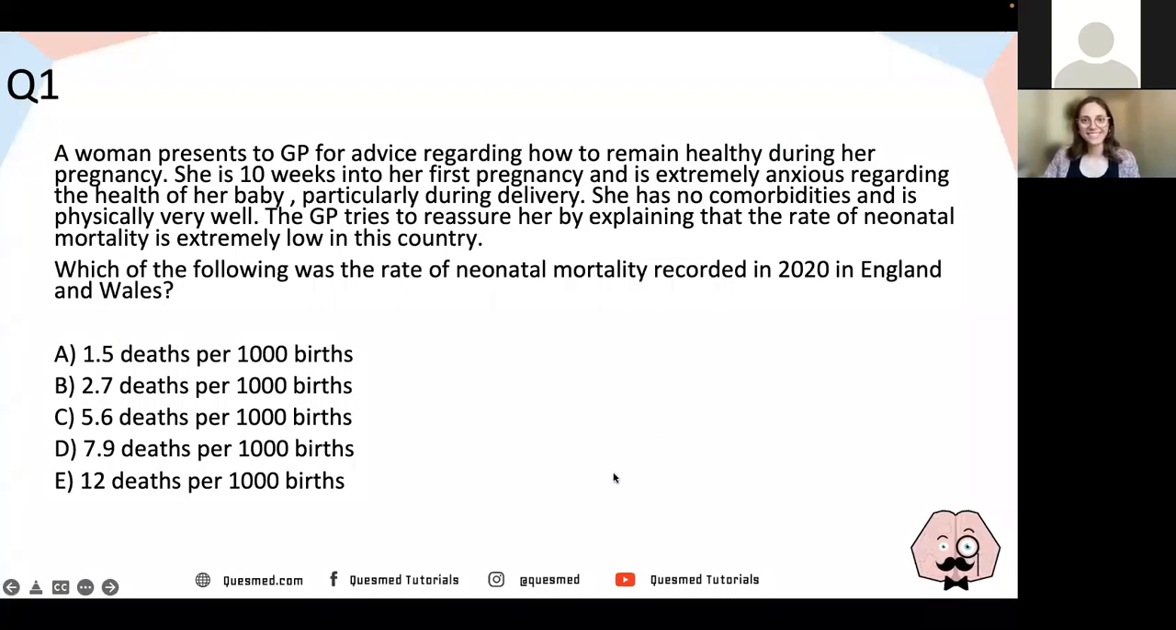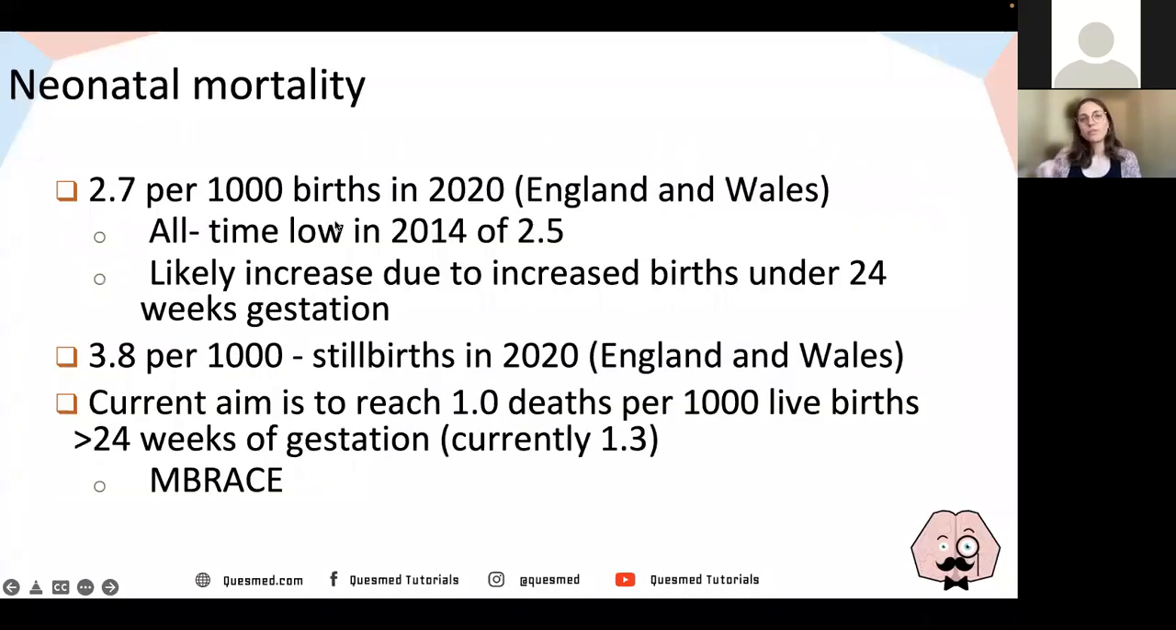Very good. Well done. Most of you got this one right, which is 2.7 deaths per thousand live births. I'm going to be talking about these figures in a little bit. You don't have to know them by heart, of course, but it is worth having an idea of what they mean. When we talk about neonatal mortality, we're really talking about mortality from day of birth up until 28 days after the birth.